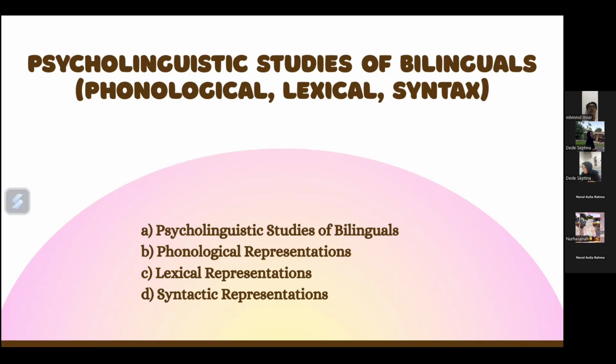The degree of syntactic overlap between languages also plays a role. Languages with similar structure, like Spanish and English, show more cross-linguistic influence than those with very different syntax, like Chinese and English.